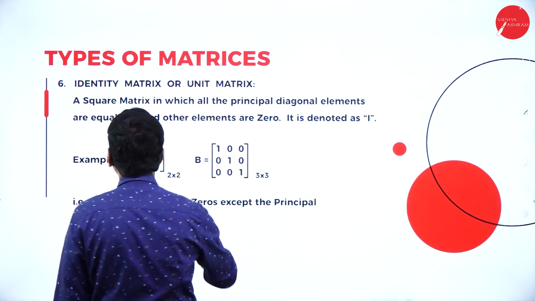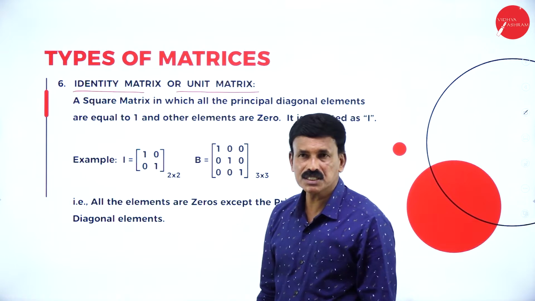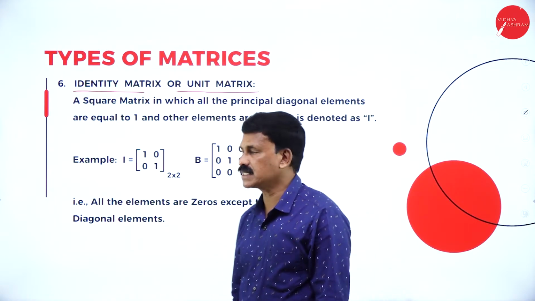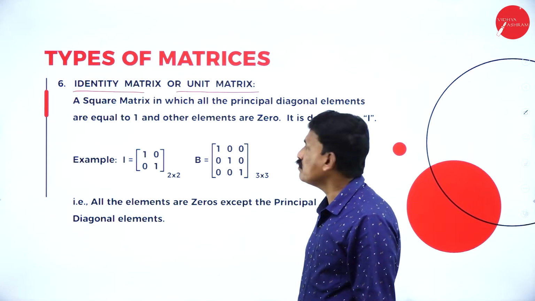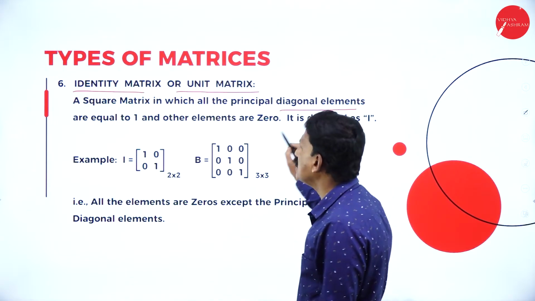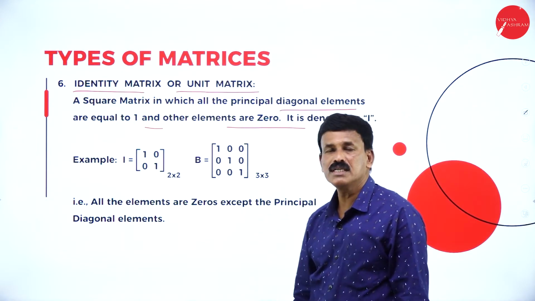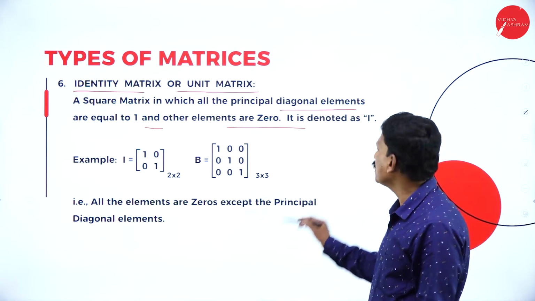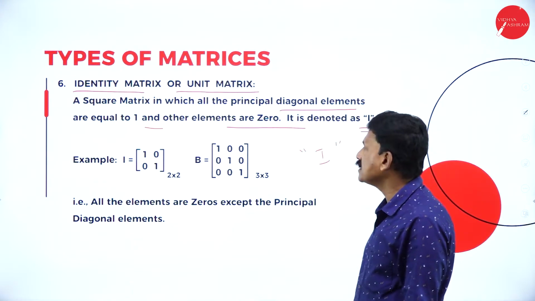Next one is the identity matrix. The next type of matrix is called an identity matrix, or it is also called a unit matrix. Unit means what? 1. So, a square matrix in which all the principal diagonal elements are equal to 1 and other elements are zeros is called an identity matrix, and it is denoted as I, capital I.